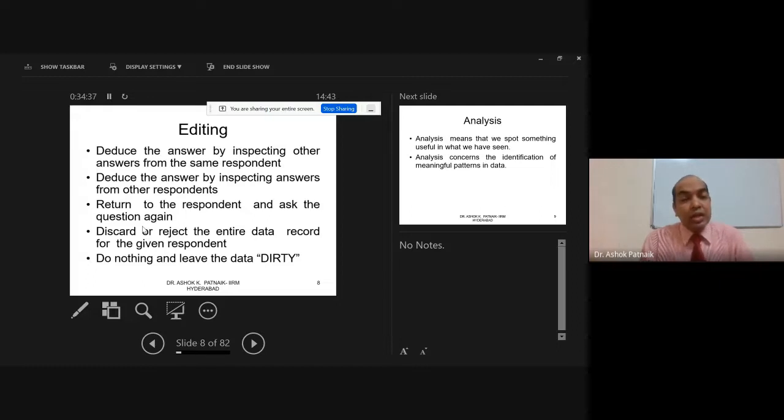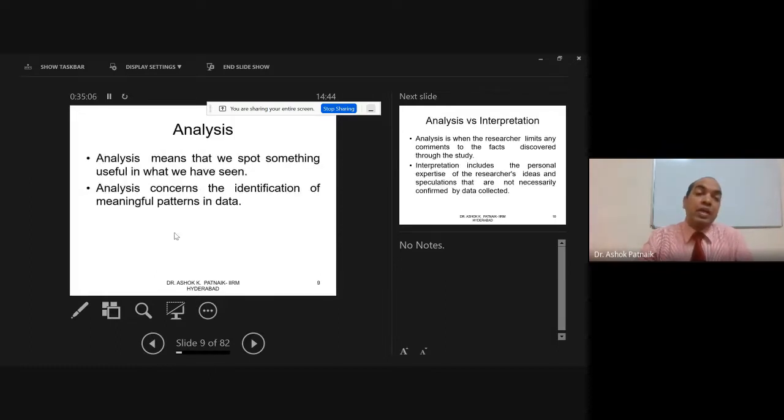Or you can return it, like I told you, but don't encourage the data, or don't leave the data dirty. That means if it is unfilled, or messy, or wrong data, don't allow it. Like I told you, the garbage in, garbage out concept will be applicable. If you allow wrong data, wrong information to get into the further processing of the information, which we call analysis. So the analysis is nothing but we try to spot something useful from what we can see in the data. That is what we call analysis.